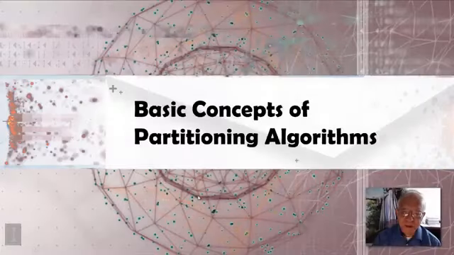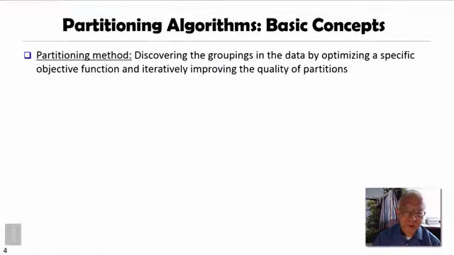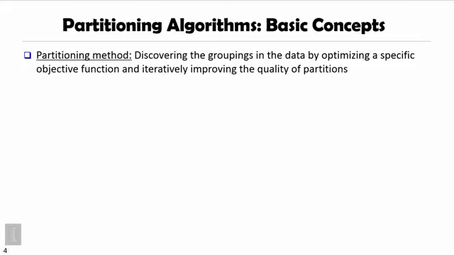So first, we will introduce basic concepts of partitioning algorithms. The partitioning method is essentially to discover the groupings in the data. That means you get k groups if you want to partition them into k groups by optimizing a specific objective function, for example, sum of the square distance. And then we iteratively improve the quality of such partitioning.